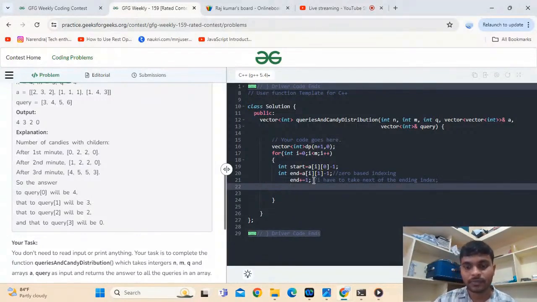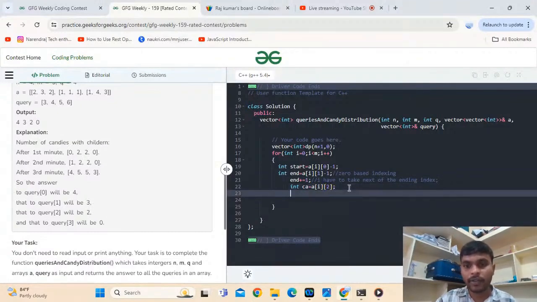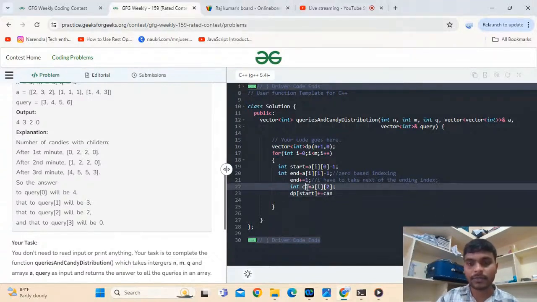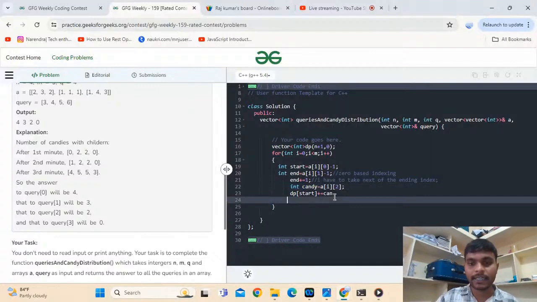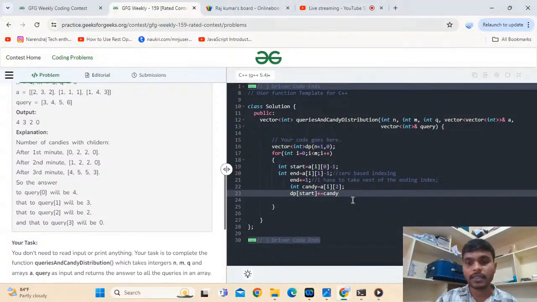So guys, here candy, here candy, let's suppose I am denoting it with candy, and a of I comma 2. Now guys, I have to increase it. I have to increase it at the starting position. Let's suppose it is a, for better understanding. I am taking it as candy. Here also I am taking it as candy.